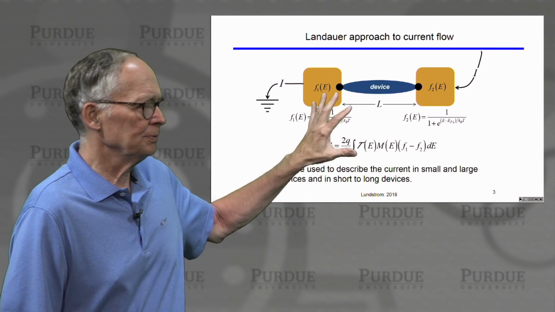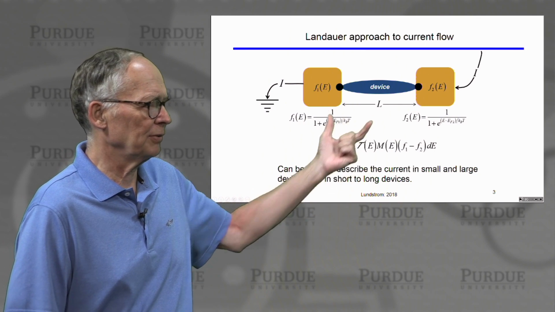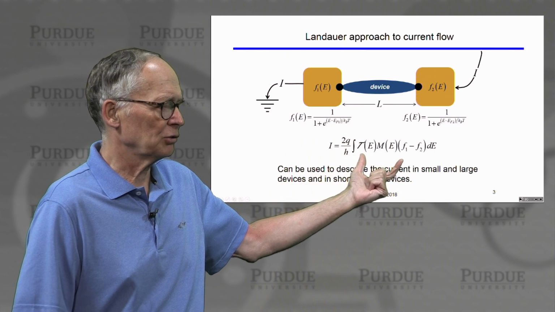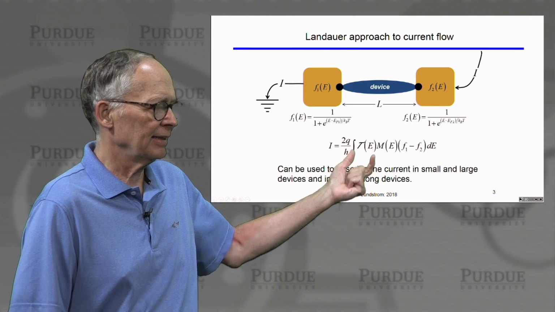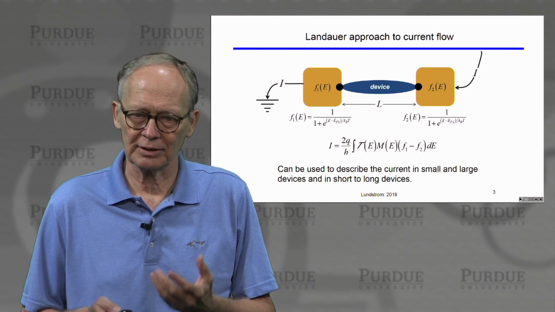So just to remind you, we have this approach to current flow in a small nano device. We describe it by this Landauer equation. Key parameters are transmission, channels, and Fermi window.